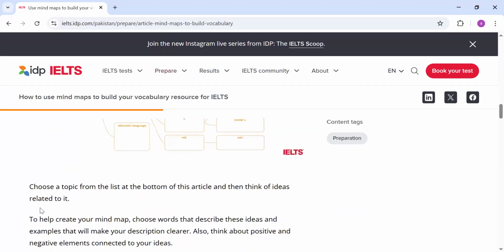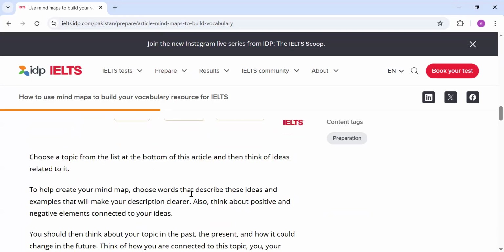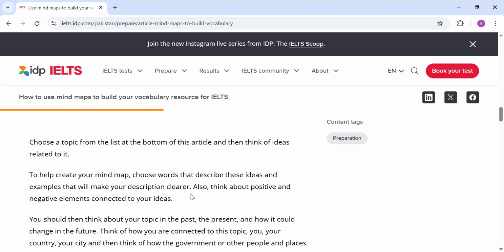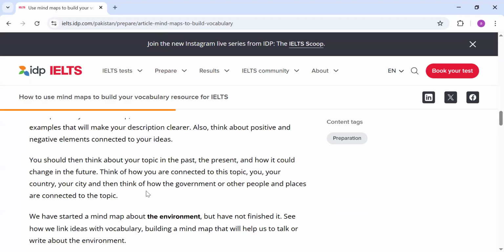So I hope you got it. Choose a topic from the list at the bottom of this article and think of ideas related to it. To help create your mind map, choose words that describe these ideas and examples that will make your description clear. Okay, so these are the different maps. We can say they give examples of interests and hobbies.